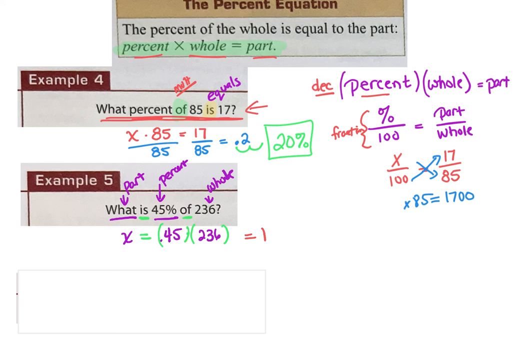What am I going to get there? I'm going to get 106.2. And that is my answer. Okay. All right, last example, then y'all are going to try some.